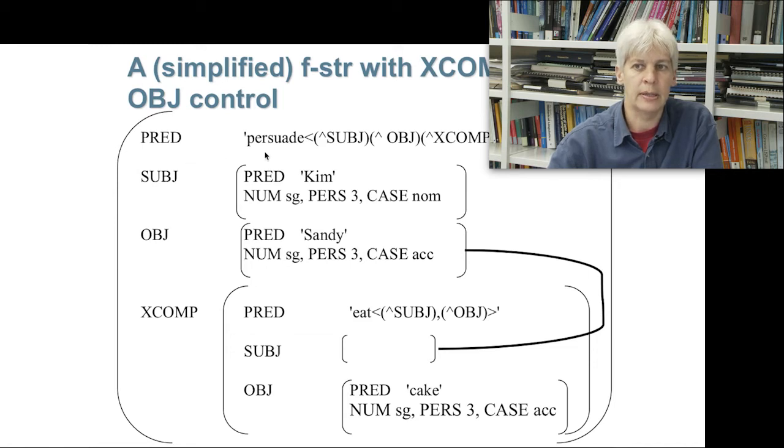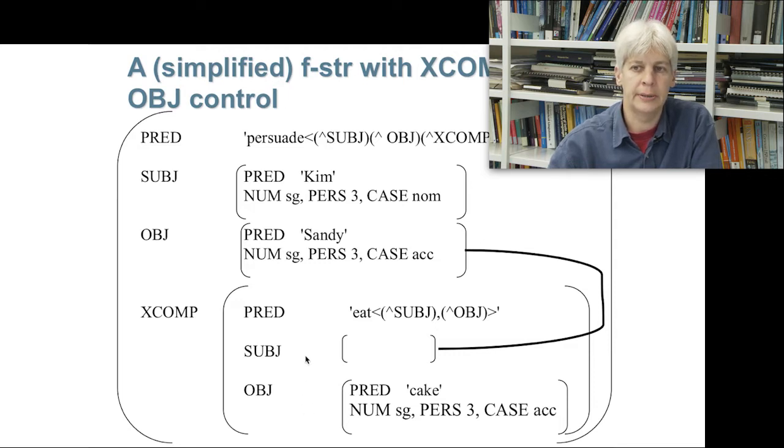So persuade is the main predicate. It has a subject, an object, and an ex-comp. Kim is the subject. Sandy is the object. Kim persuaded Sandy to do something. The to do something is the ex-comp. What is the to do something? Well, it contains the predicate eat, so to eat something. To eat what? To eat the cake. So cake is the object.